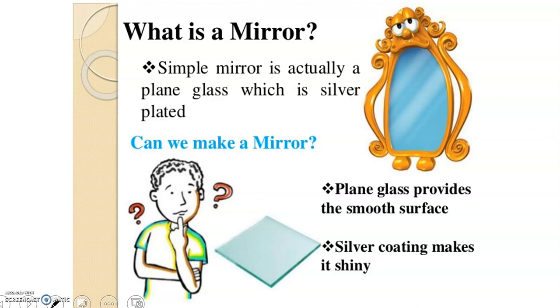Now, what is a mirror? Simple mirror is actually a plain glass which is silver plated. So there is a plain glass, and on one side of the glass, it is coated with silver. Can we make a mirror? Yes, of course. Plain glass provides the smooth surface and the silver coating makes it shiny.